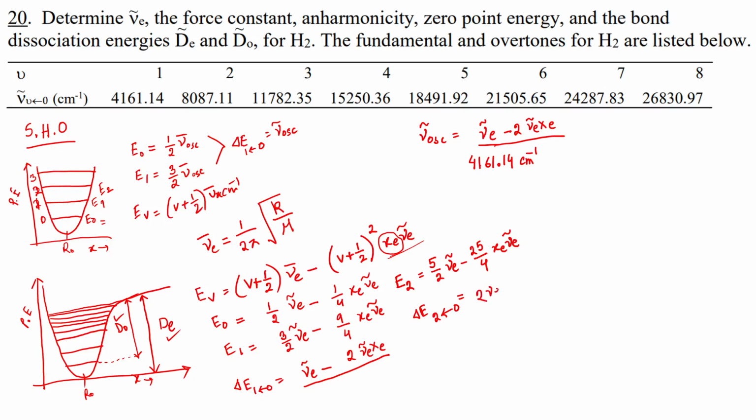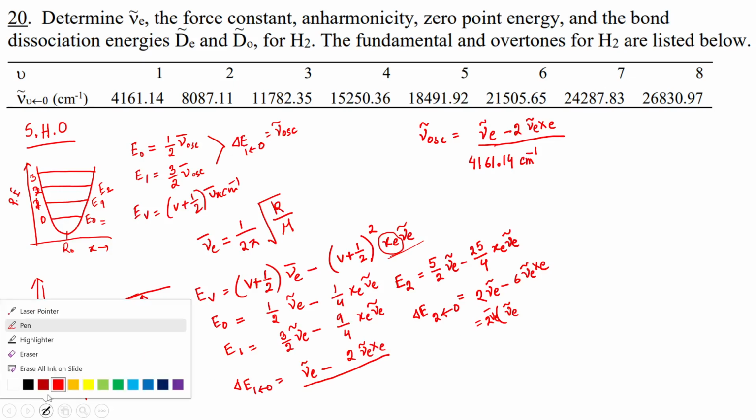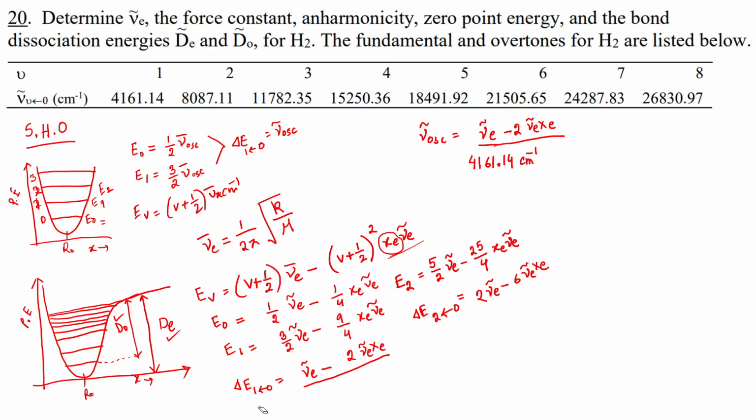2 nu e minus 6 nu e Xe, which is something like 2 into nu e, if we take common, but let us keep it like this for now. So these values are given. We want to know nu e and Xe, so we need two equations for two unknowns. So nu e minus 2 nu e Xe is given, which is 4161.14 centimeter inverse.